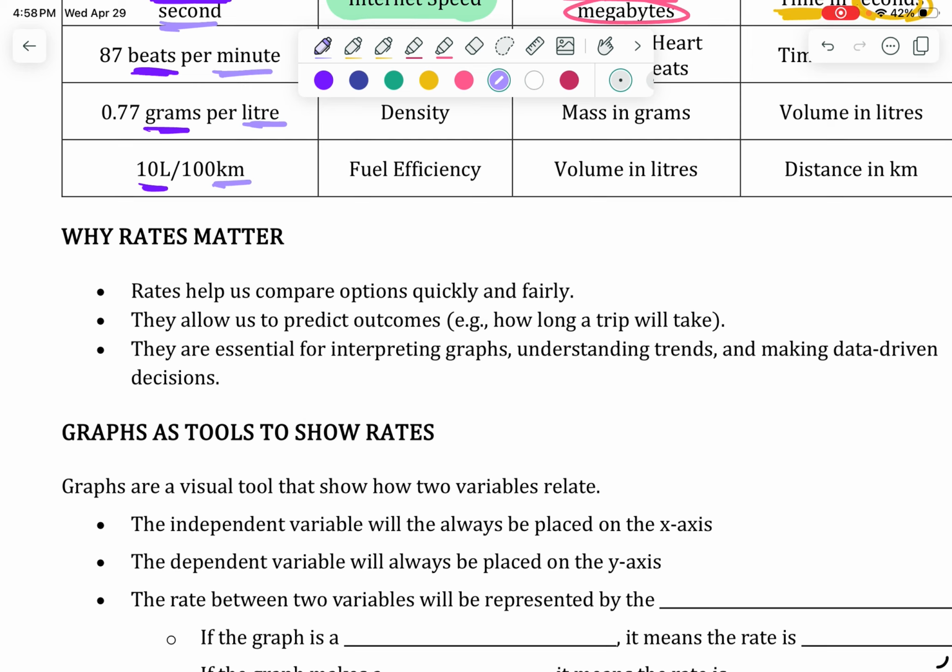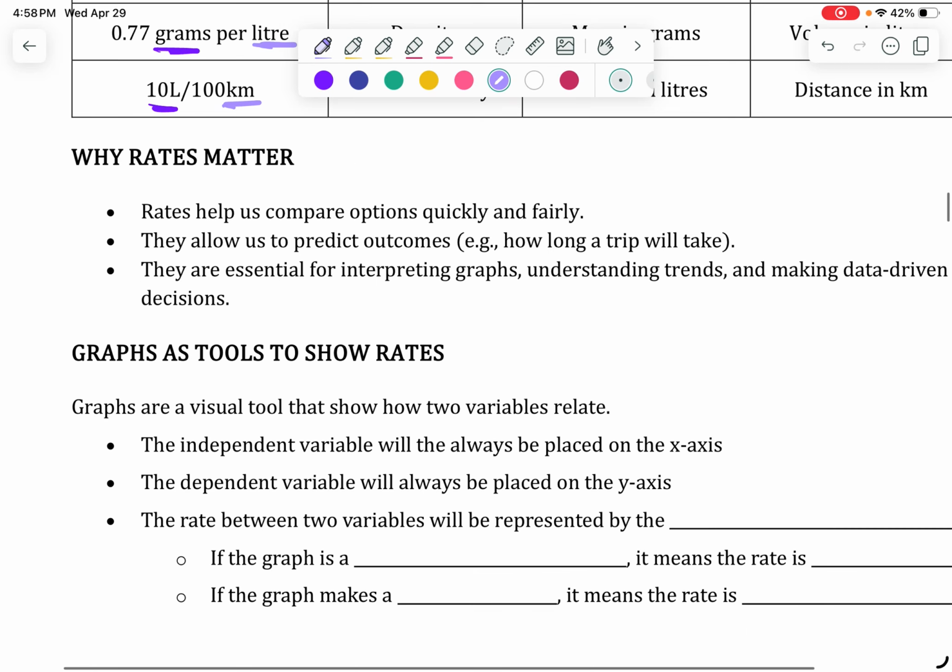The cost of apples is $2 for every kilogram, and something else is, I don't know, $1 for every pound. And you're like, okay, if I had rates with the same units, I could compare them really, really easily. Or if I had $2 per kilogram in one and $1.98 per kilogram in the other, side by side, super easy comparison. So comparative purposes are important.